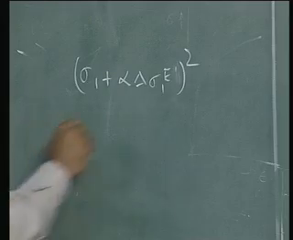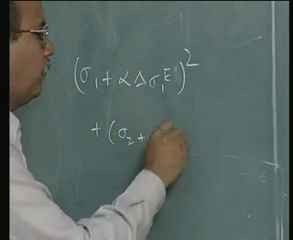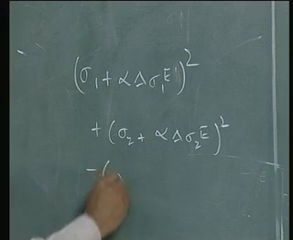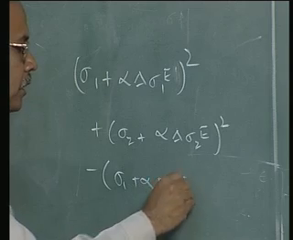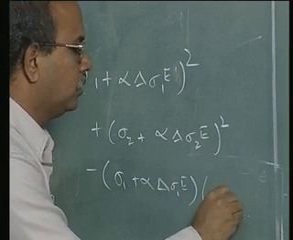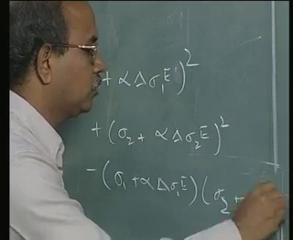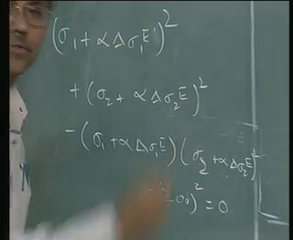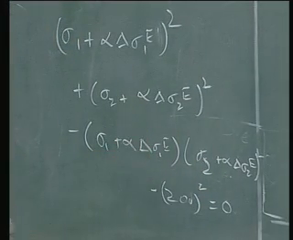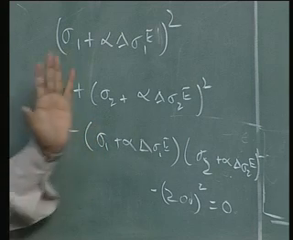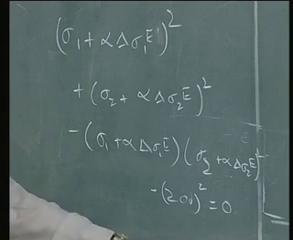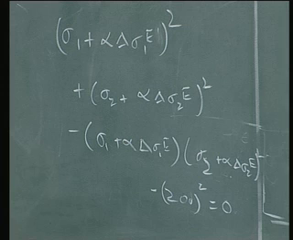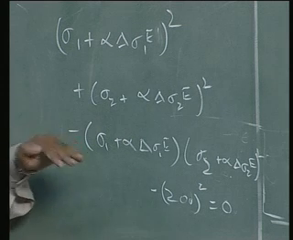oh sorry, let me write it here. Okay, that's the first term, plus sigma 2 plus alpha delta sigma 2 whole squared, that's the second term, minus sigma 1 plus alpha delta sigma 1 E into sigma 2 plus alpha delta sigma 2 E whole squared, minus 200 squared is equal to 0. Okay, so please expand this and tell me. All of you can do this and tell me what would be the resulting equation. So that's the third step. We have to solve now for alpha.